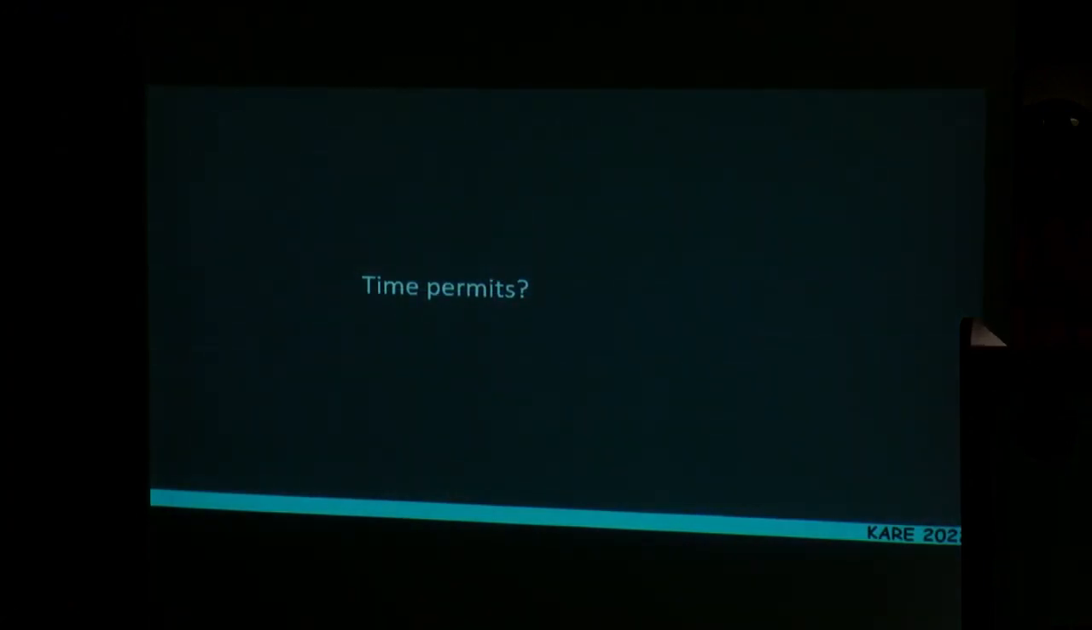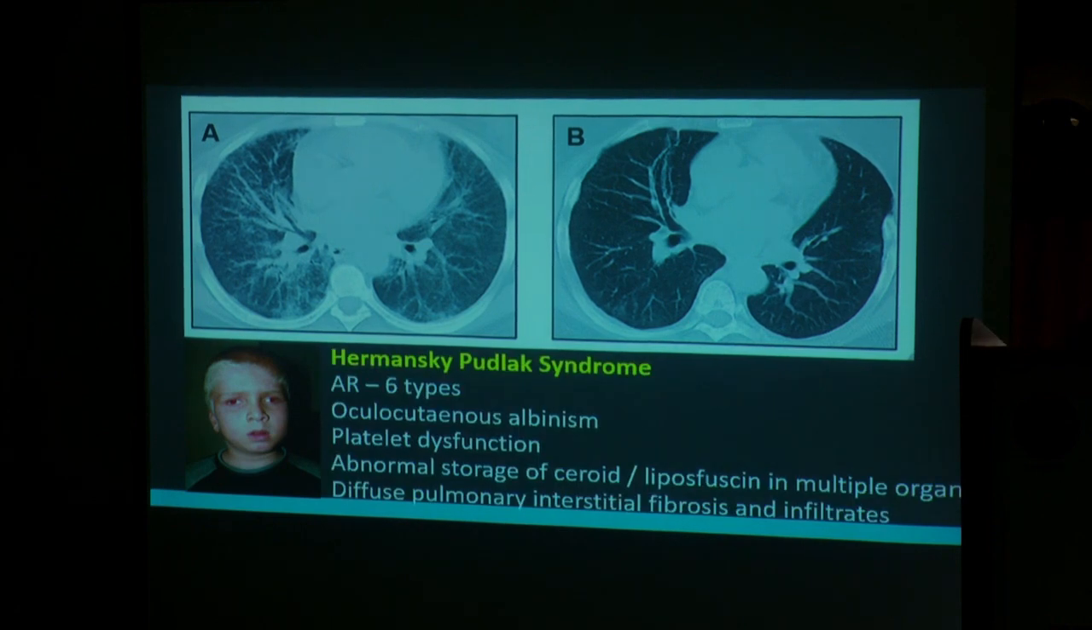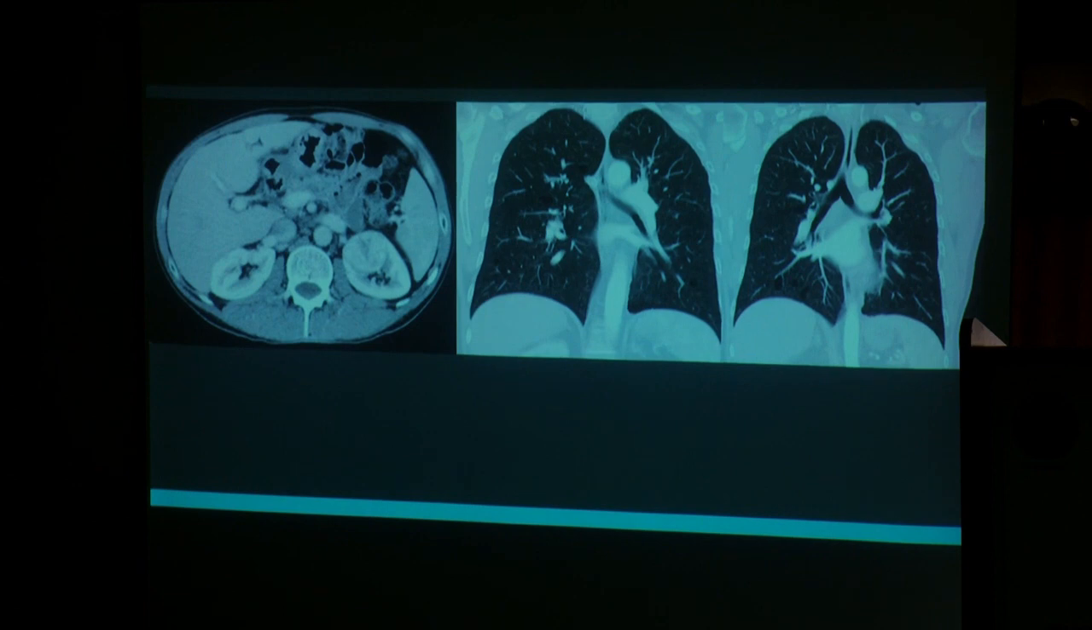If I have some time, to discuss a few more topics. This is not my case, I took it from Radiopaedia this morning. This fellow was from Iran, I suppose, that article. This is new to me. This is Hermansky-Pudlak syndrome, where you see lung fibrosis, reticulations and all, mild proximal bronchiectasis, subpleural reticulations. So this is a triad of symptoms: oculocutaneous albinism, platelet dysfunction, chronic cough due to pulmonary interstitial fibrosis. This is Hermansky-Pudlak syndrome.